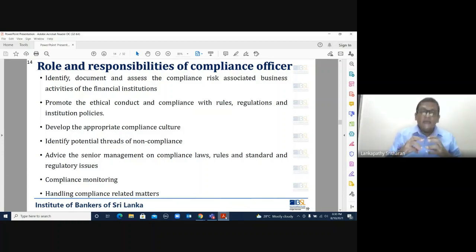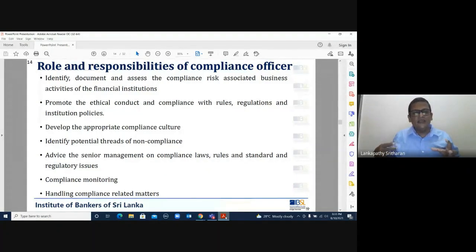The risk management, of course, this advisory part is not a separate thing. But in the risk, the compliance function advises the senior management on the compliance laws, rules, and standards, which is very important. And another thing is, one of the main roles of the compliance officer: from time to time there may be several changes in the regulatory environment.